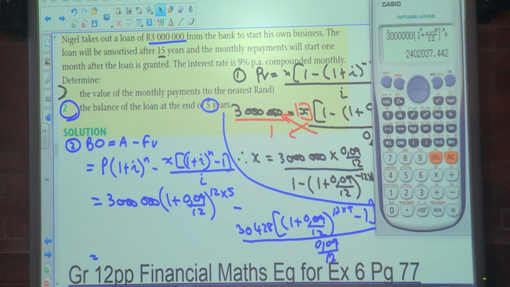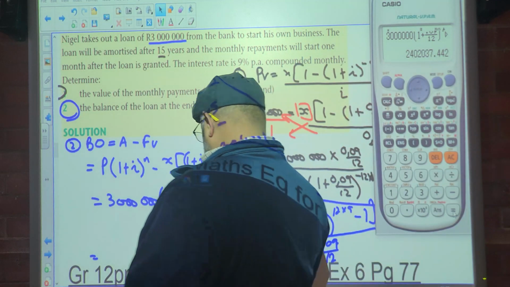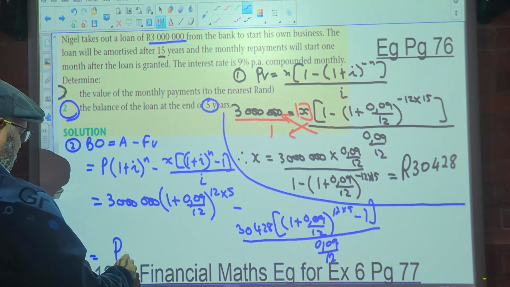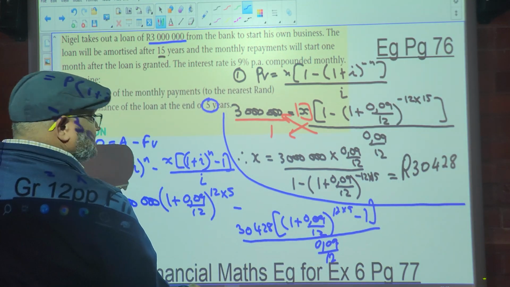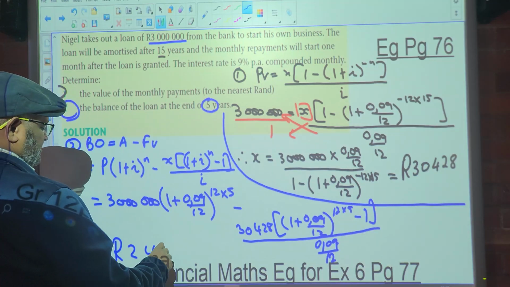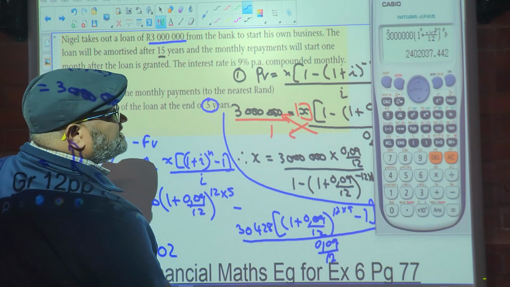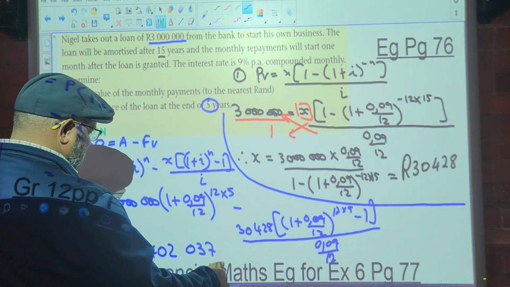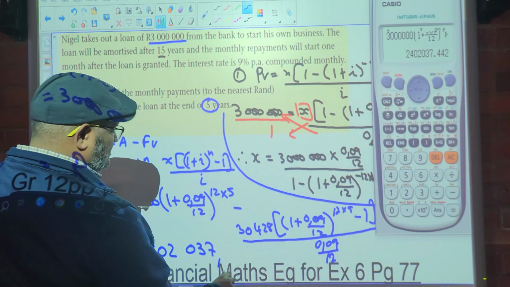We get 2,402,037 rand and 44 cents. Is that correct? Yes, sir. All right. So the balance is 2,402,037 rand and 44 cents.